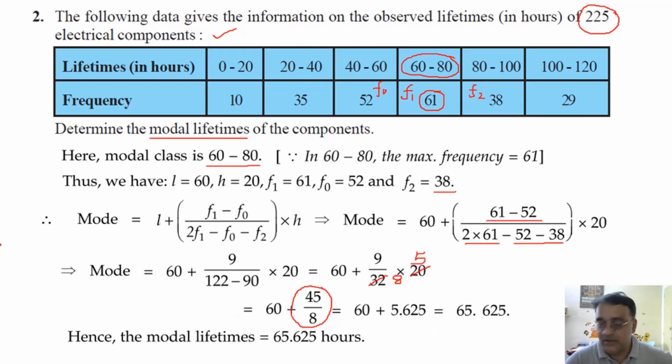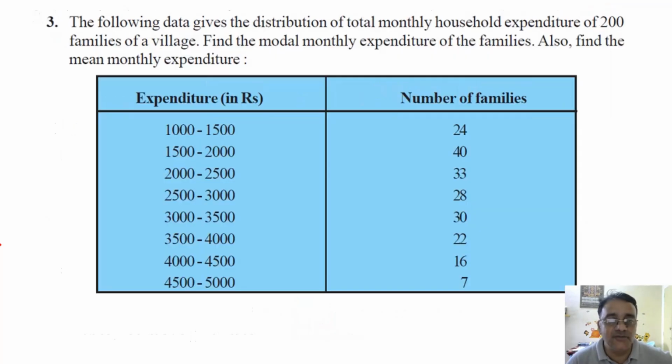Okay, now we'll move towards question number 3. The following data gives the distribution of total monthly household expenditure of 200 families of a village. Find the modal monthly expenditure of the families. That means you have to find the mode. Also find the mean monthly expenditure. That means we have to find the mean also.